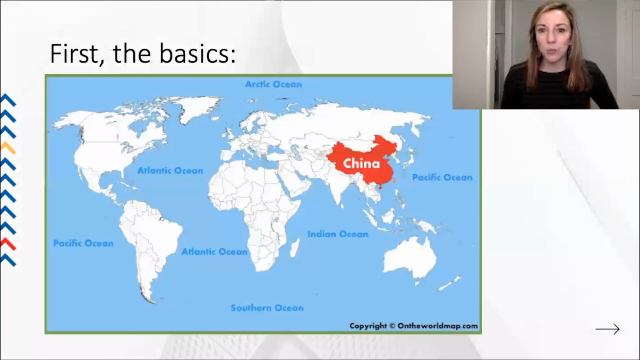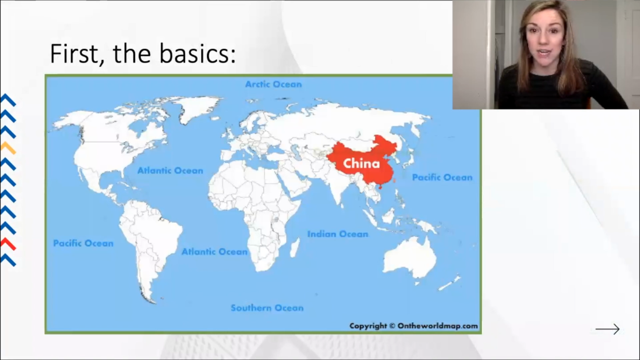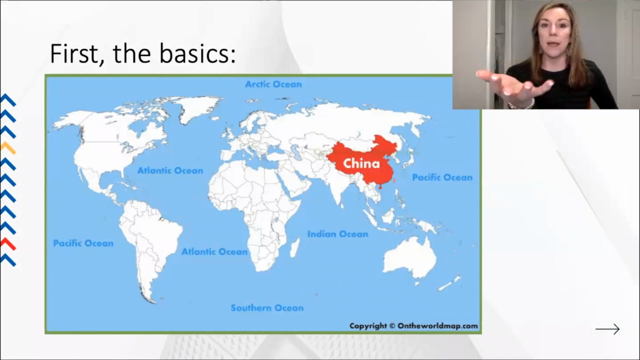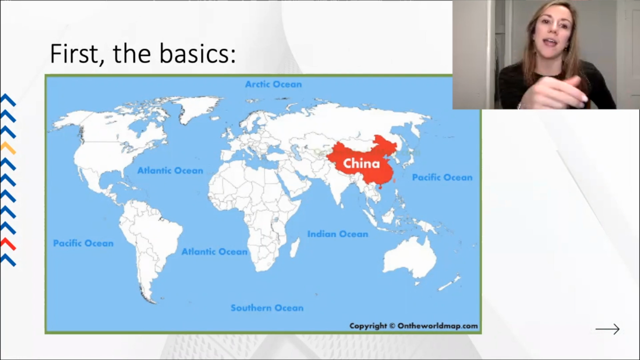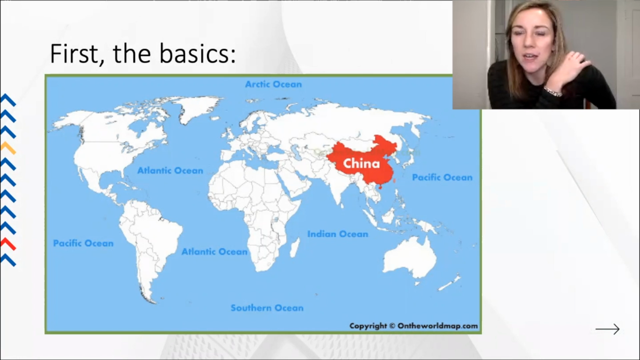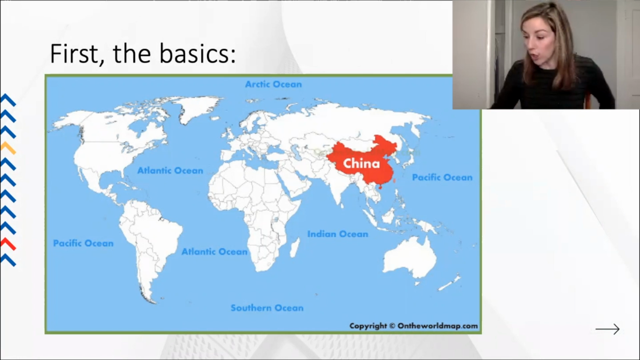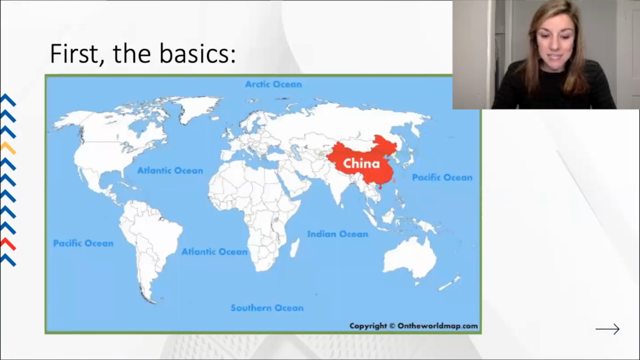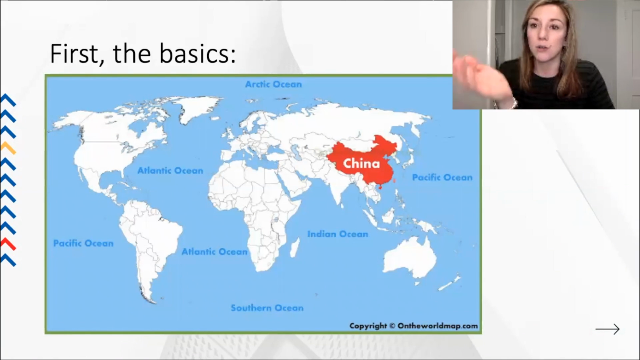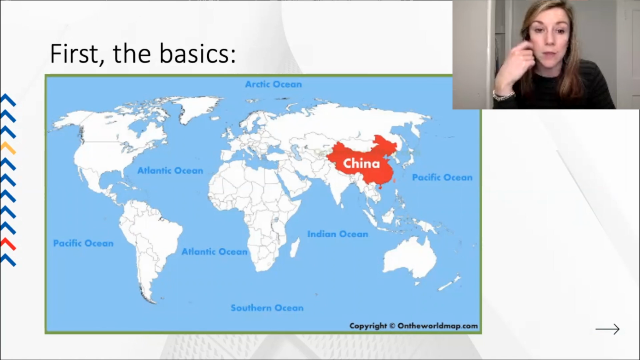Let's make sure we know exactly where China is. Here's a map of the world. You obviously can see the United States, and our neighbor over the Pacific Ocean is China. China has the largest population in the world with 1.4 billion residents. If you think about that in comparison to the United States, we have 328 million people. So China is quite large.